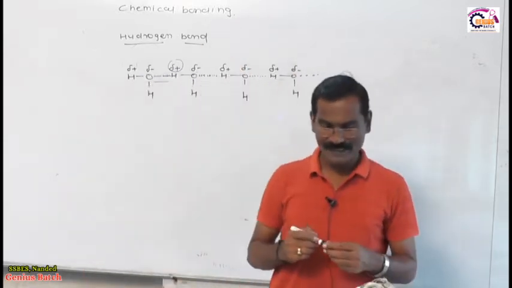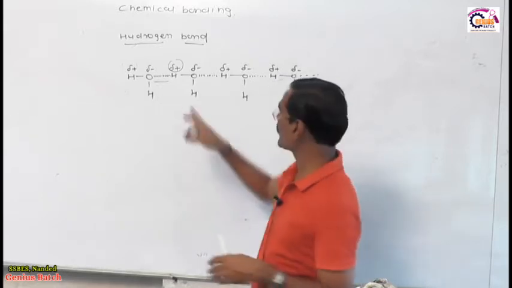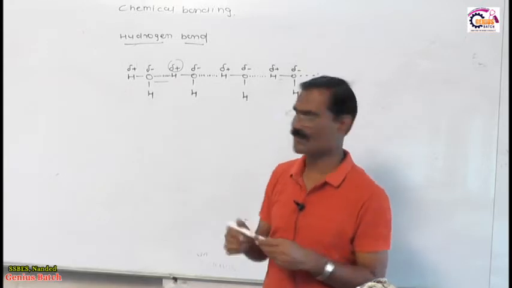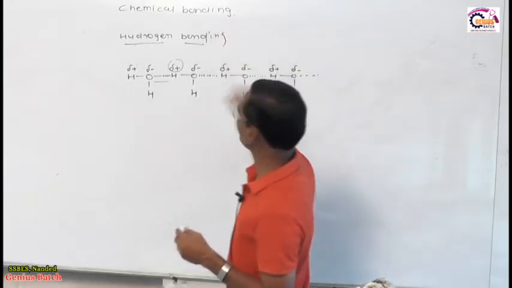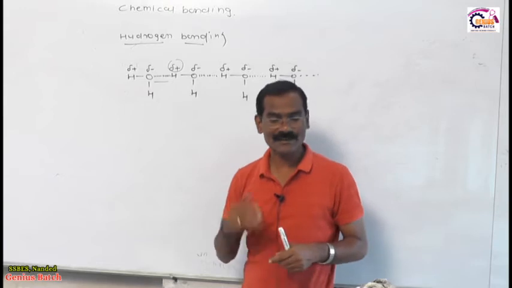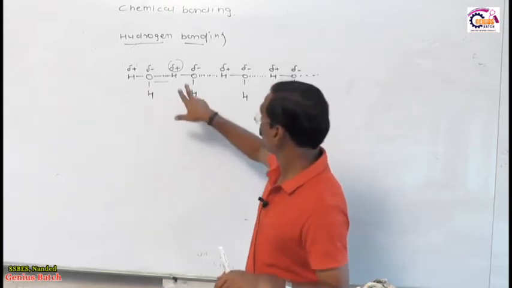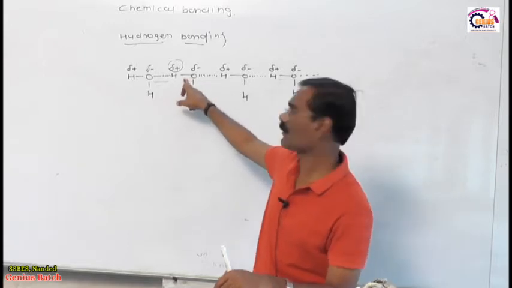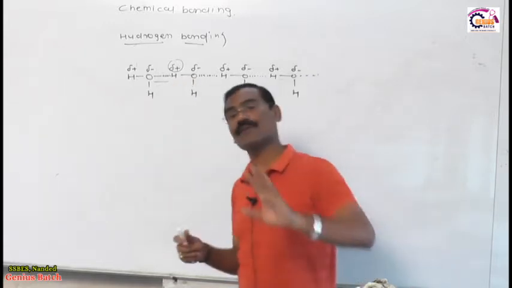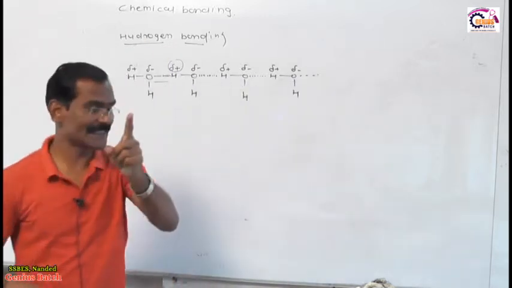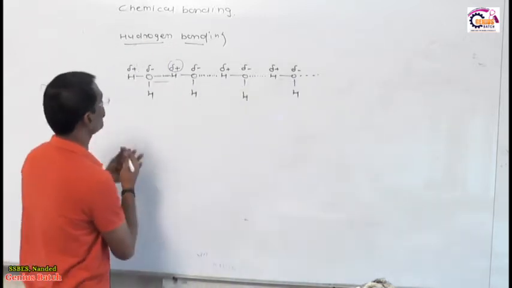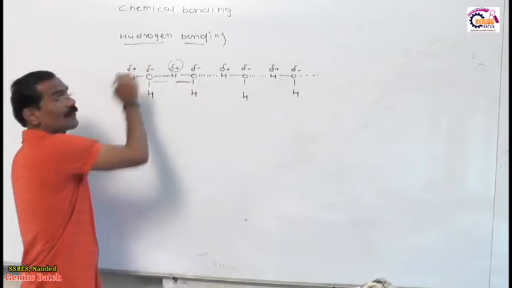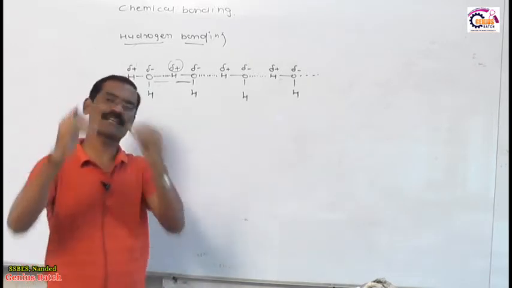Dear student, write down in your notebook the definition of hydrogen bonding. What is the definition of hydrogen bonding? It is an electrostatic attractive force between a covalently bonded hydrogen atom of one molecule and an electronegative atom of another molecule. This is called the hydrogen bond.